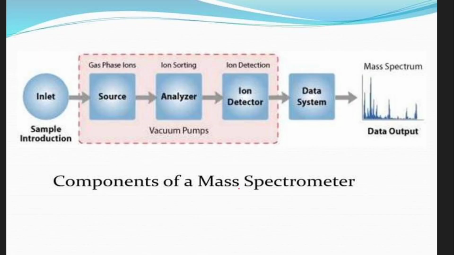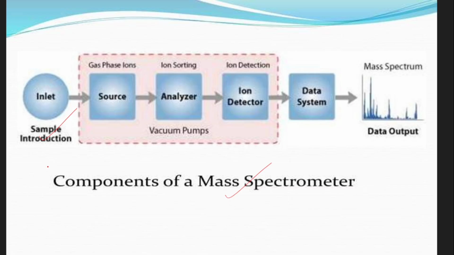Now let us discuss the components of the mass spectrometer and its applications in food analysis. First, coming to the inlet. This is the entry point where the sample is introduced into the mass spectrometer. Whatever food sample we want to test, we need to introduce here. The sample can be in solid, liquid or gas form depending on the type of analysis. In which method will the sample be introduced?